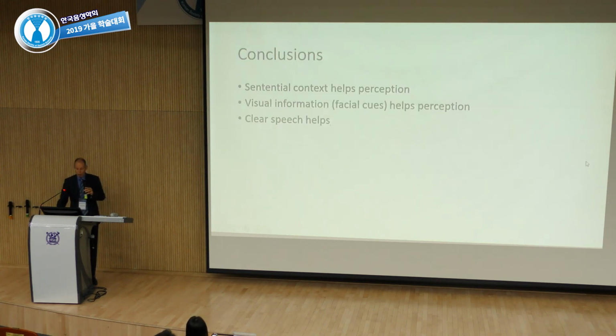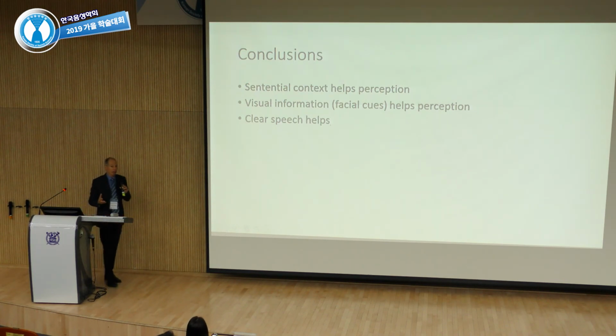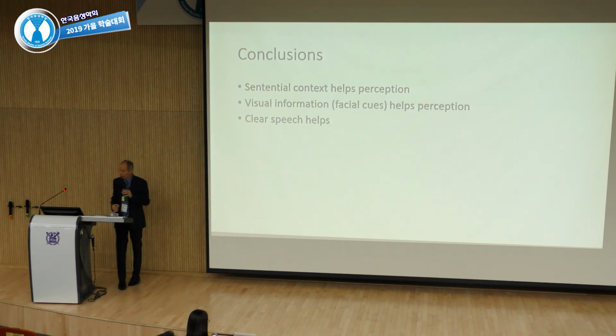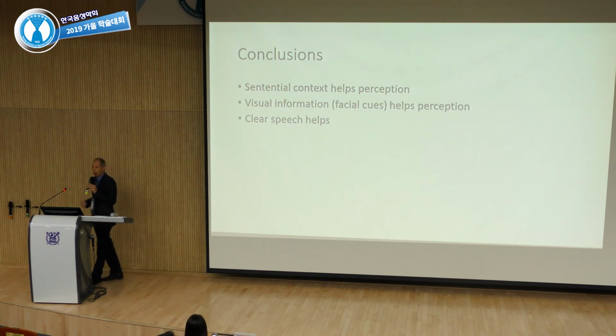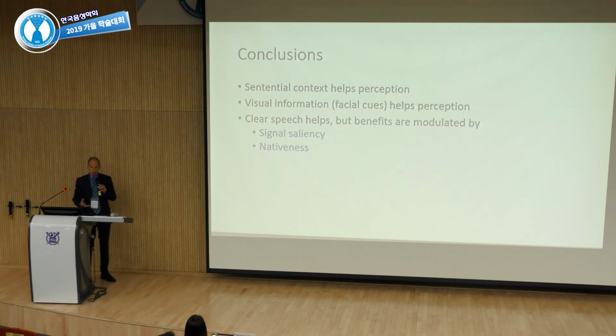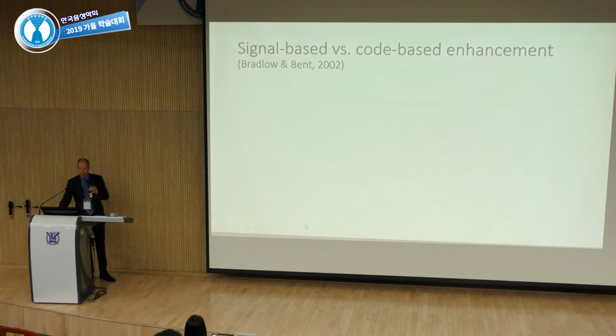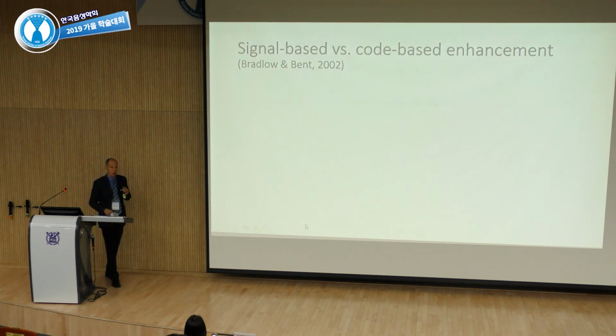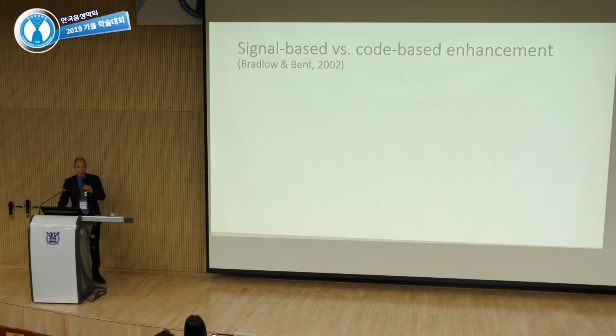Okay, conclusions. These we saw earlier already. Sentential context helps perception. Visual information helps perception. Clear speech helps, but we have to modify it a little bit. The benefits are modulated by signal saliency and nativeness. Okay? And I think it's perhaps helpful to couch that in the well-known distinction that is often made between signal-based and code-based enhancement. For example, Bradlow and Bent talk about that quite a bit in a series of their papers.